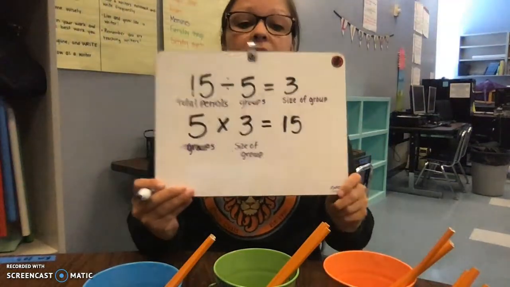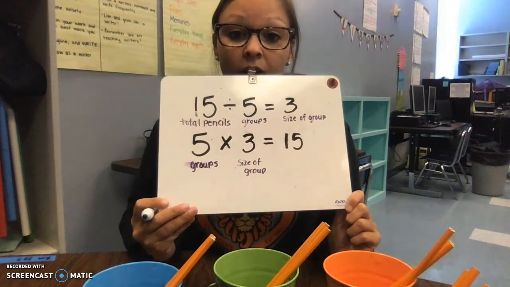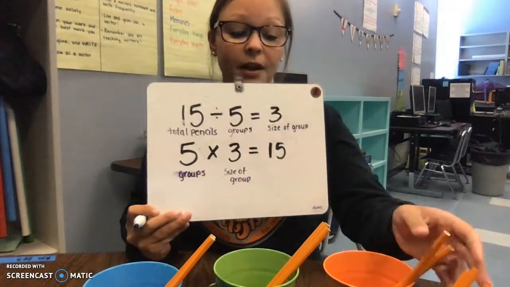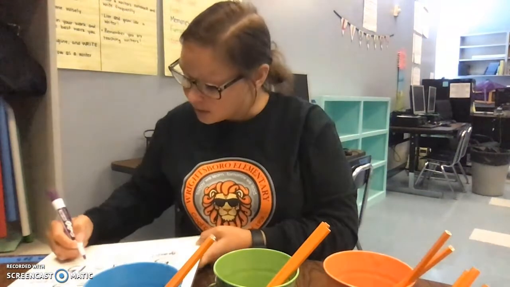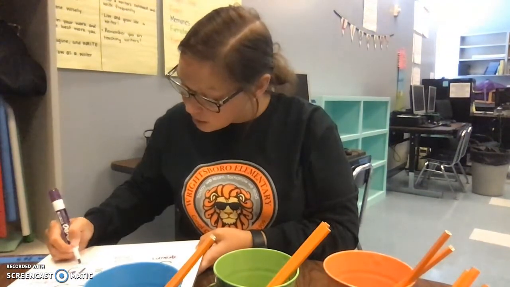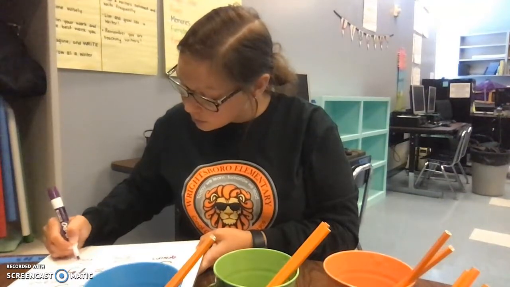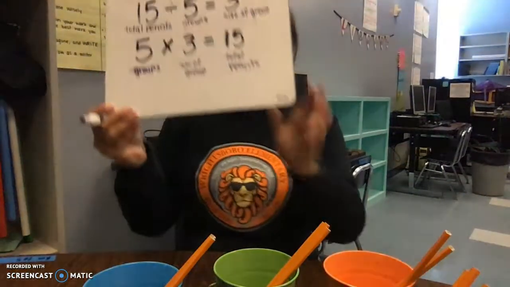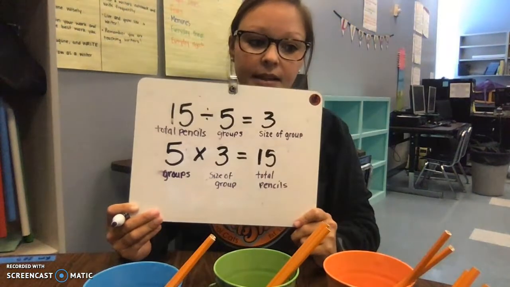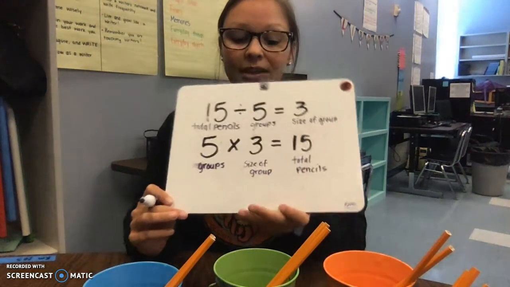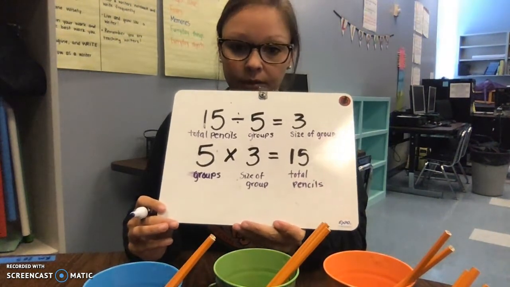And the 15 stands for the total amount of pencils because if I put all these together and count them, I still have 15 pencils. So that is my total number of pencils. So here I have 2 matching equations, and all I did was change the numbers around.